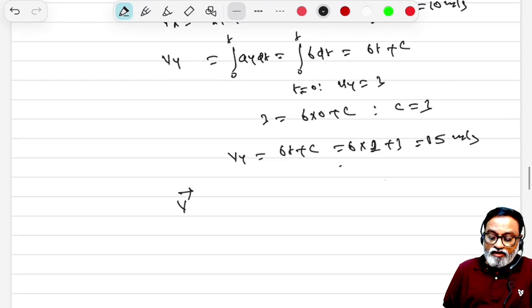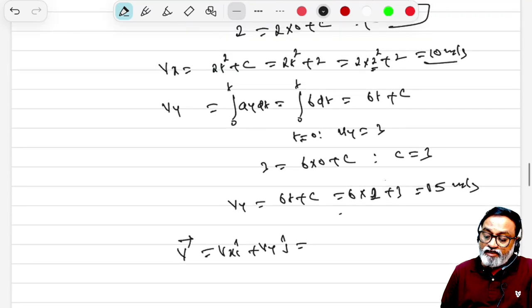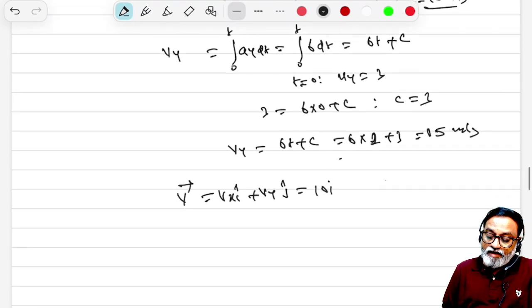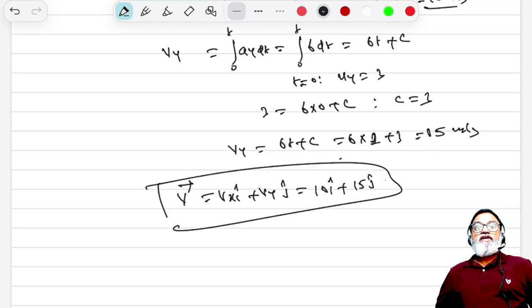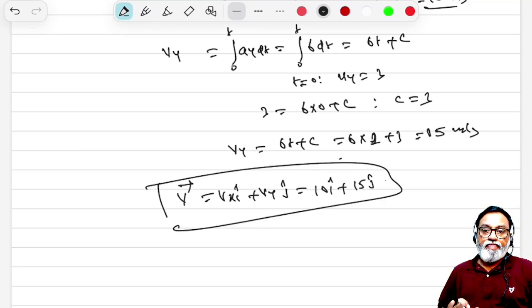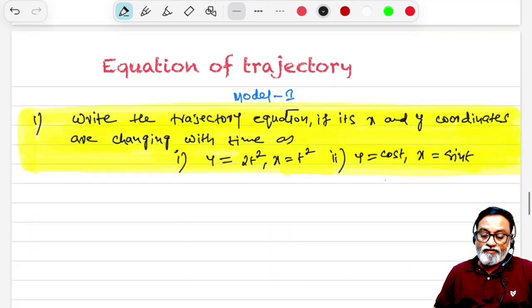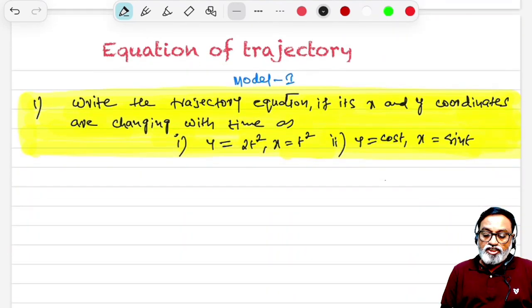Therefore, finally, V bar is equal to Vx i cap plus Vy j cap. Vx is given as 10. Therefore, 10 i cap plus 15 j cap. This is the velocity when acceleration is variable. This is one type of problems. See, in this motion in a plane part 1, another one is equation of trajectory. See here, equation of trajectory. This is model 1.